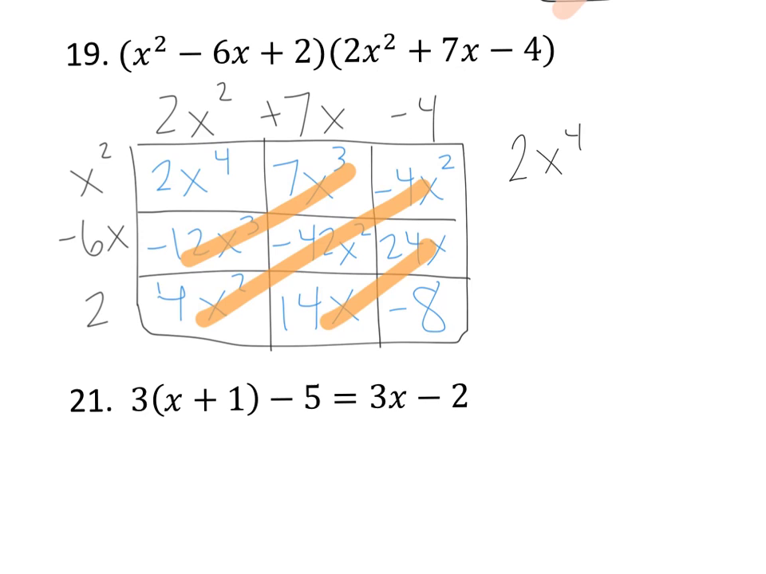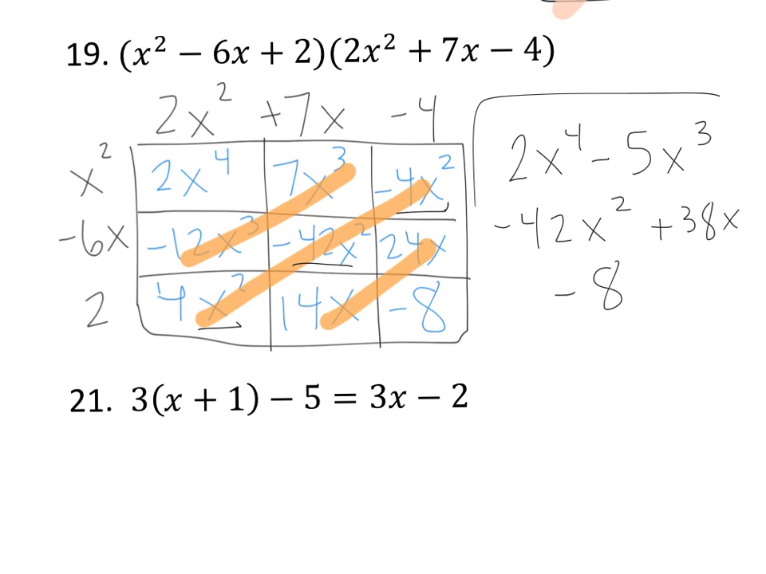to the 4th, negative 12x cubed plus 7x cubed is negative 5x cubed, and then 4x squared here in the bottom and negative 4x squared up there cancel out, so I'm just left with minus 42x squared, and then 24x and 14x give me 38x, and then I just have minus 8. And I've combined all like terms, made sure I've put everything together from the box method, and I'm done with that problem.